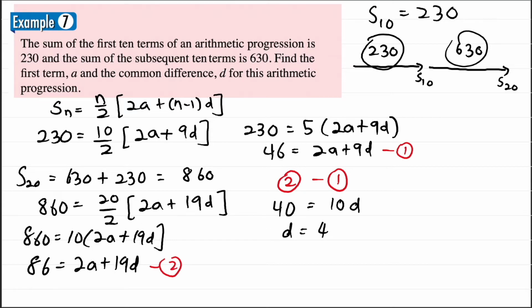So kita pakai 1 kat sini. 46 sama juga dengan 2A tambah 9 darab 4, 36. 46 tolak 36, kita akan dapat 10 sama juga dengan 2A. So A is equals to 5. So D is 4 and A is 5 lah. Dah siap.